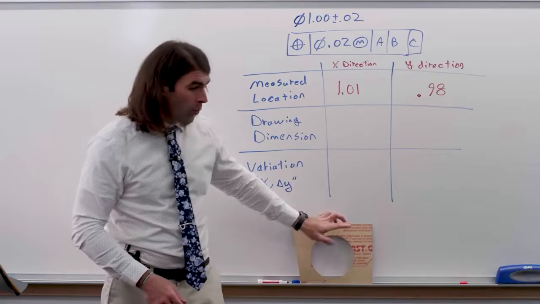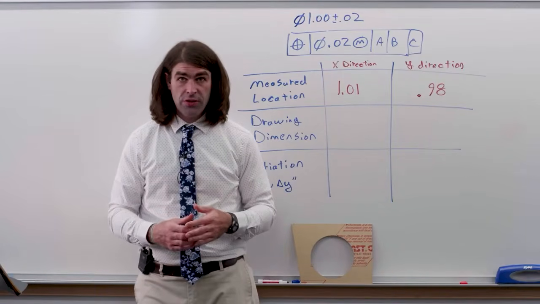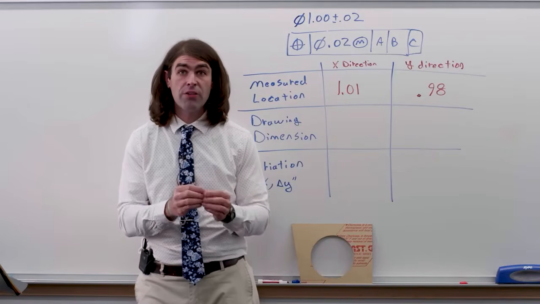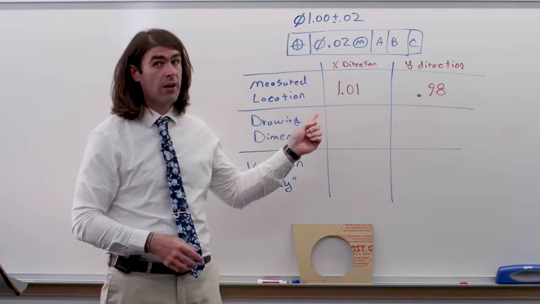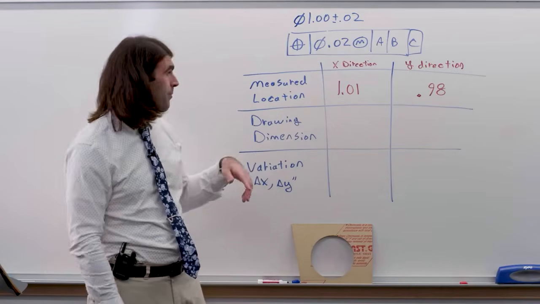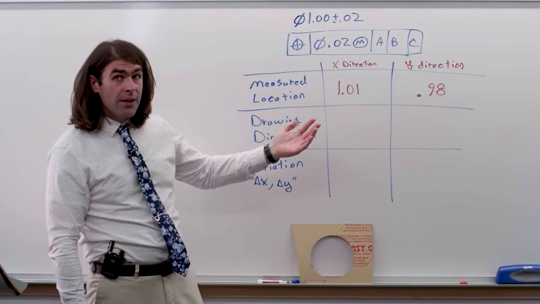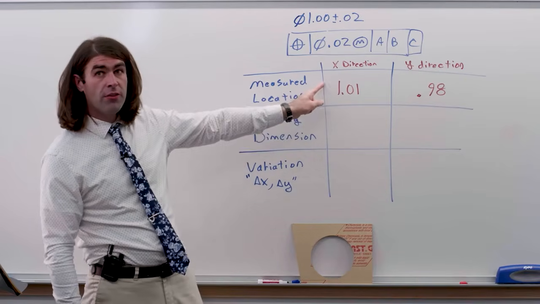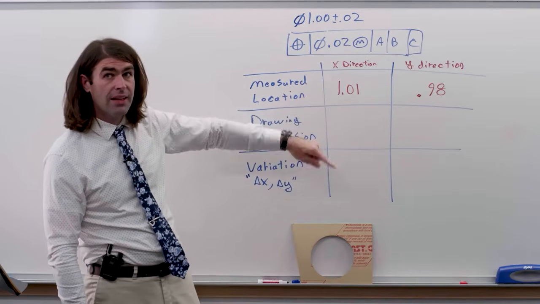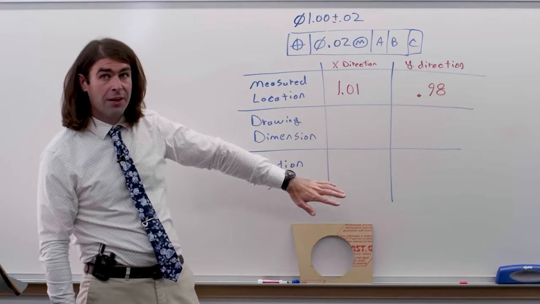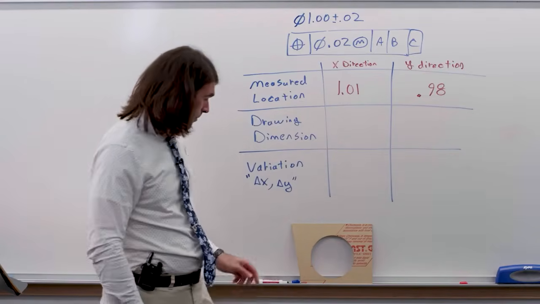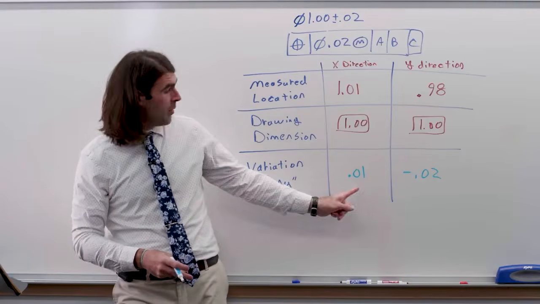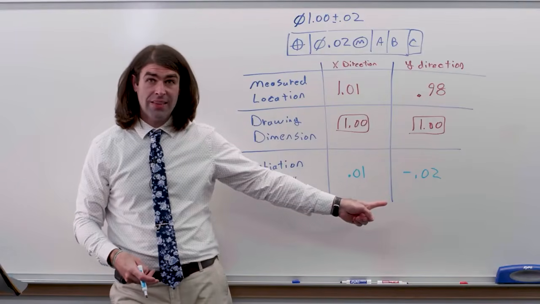Now, we want to compare that to the true position, right? The true position is somewhere in the middle of the part. So we want to find the variation from the true position. This is the variation from one of the datums. Now, how we do that is we're going to subtract the basic dimension, or the drawing dimension, from what we actually measured to get our variation in x and y from the true position. So in this case, we've got positive 10 thousandths and negative 20 thousandths.